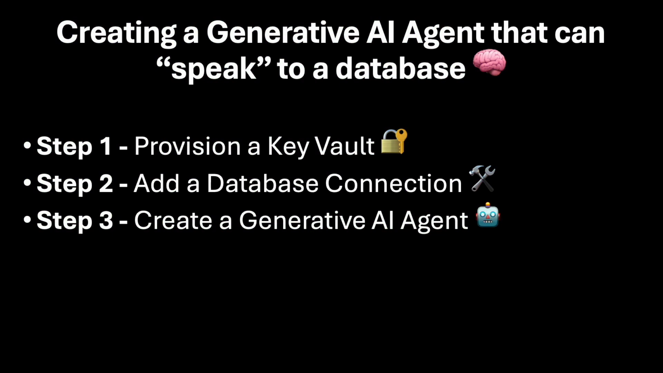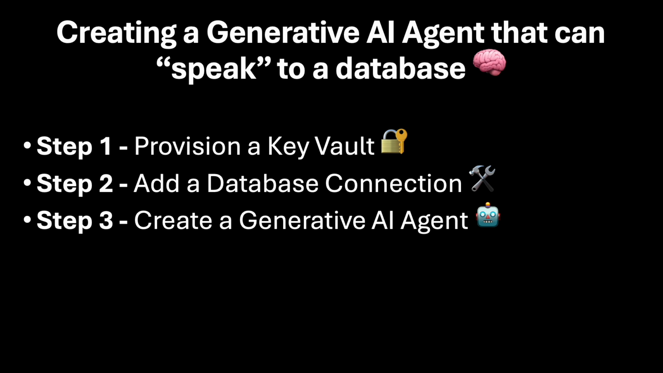In this demonstration, I'm going to create an OCI Generative AI Agent that can speak to a database, which is a feature that has recently launched in the service. Now, in order to do this, there are three key steps to be followed. Step 1 is to provision a key vault, and step 2 is to add a database connection. This is to allow the Generative AI Agent to be able to speak to the database. Once we've done that, we can then create the Generative AI Agent using a database connection that's been created.